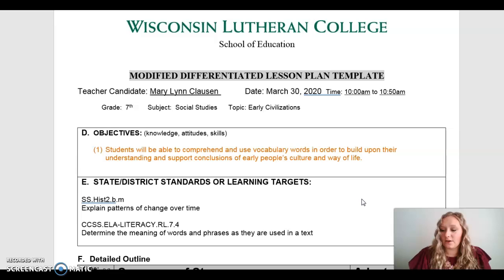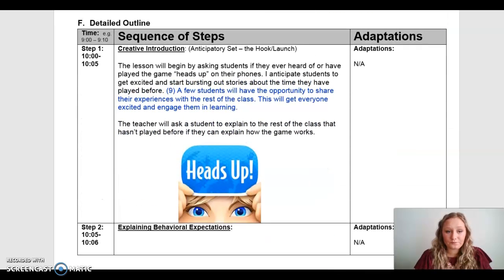So just starting with number 1, I do have the sheet here with me so I can make sure I'm hitting all the points for you, just so it's easiest for your grading. So this objective: students will be able to comprehend and use vocabulary words in order to build upon their understanding and support conclusions of early people's culture and way of life. So right there, I'm already meeting the goals and objectives. They're being addressed. And then if we scroll down, like I said, it's going to be a little out of order because obviously these aren't going to happen in order as it is on the rubric.